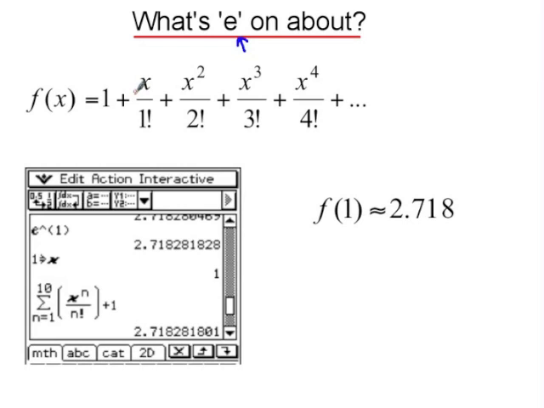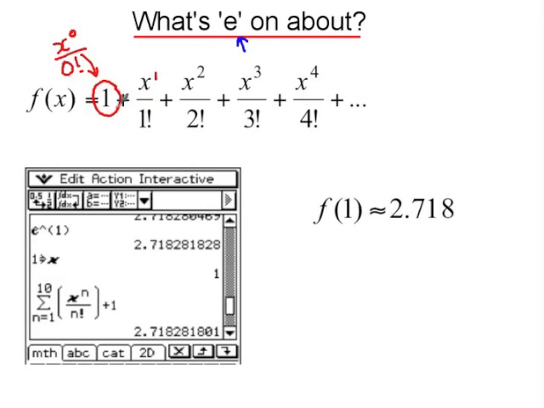Now we could in fact eliminate this 1 and replace it with x to the power of 0 over 0 factorial, and that fits the sequence quite nicely. This is x to the power of 1 over 1 factorial.